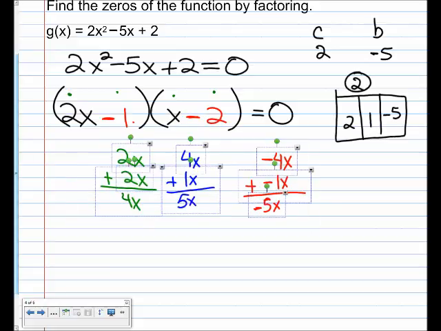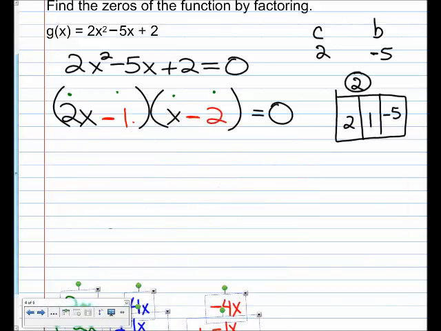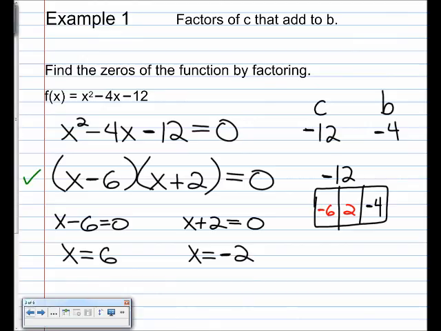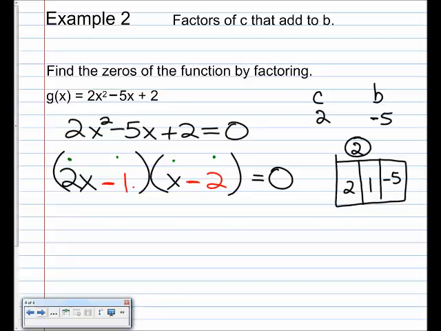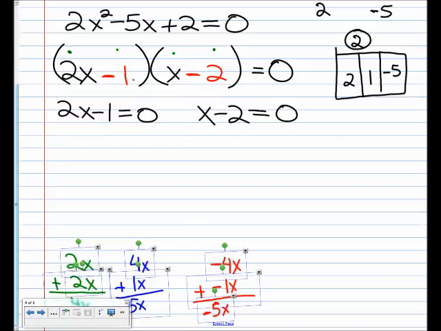All right, so now we're not done. Whoa. What do we have to do next? No, not simplify. What did I do on this example after I factored? After I factored, then what did I do? I set each of them equal to 0. So I'm going to write 2x minus 1 equals 0, and x minus 2 equals 0. So you want to make sure you write both of these. Both factors are equal to 0.